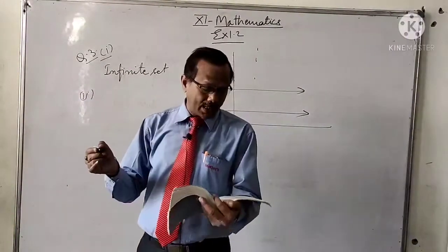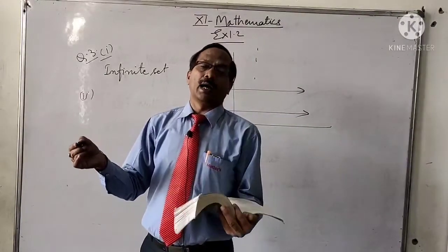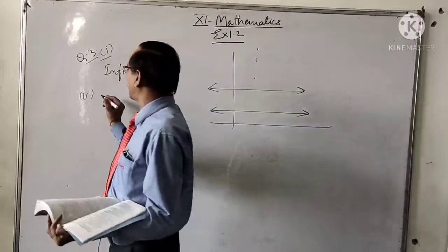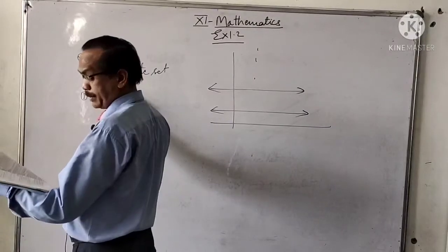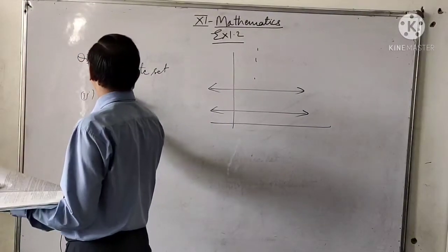Second, set of letters in the English alphabet. That is a finite set. There are 26 elements. It is finite.